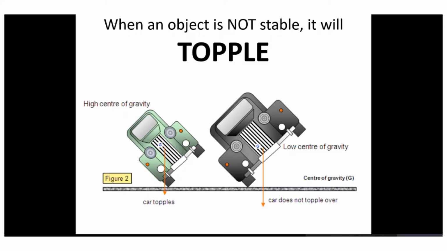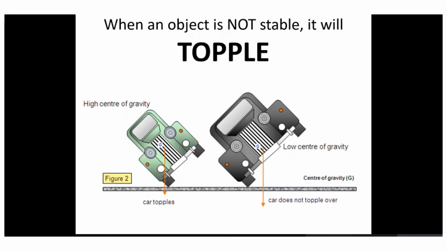So this one here, the black car that has a lower center of gravity, when it turns, it might lift up off the ground, but it will come back. Okay? This one that has a high center of gravity, if it takes a turn too fast, it will lift off the ground and it will topple over.